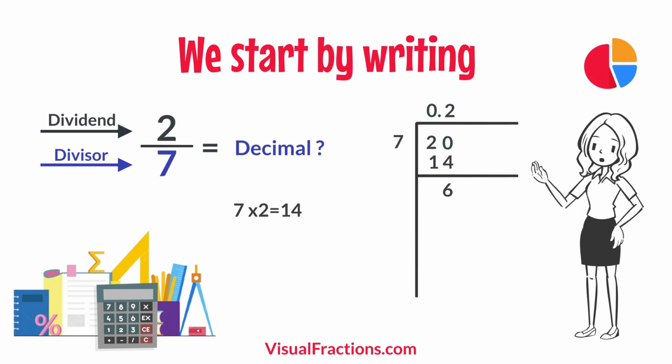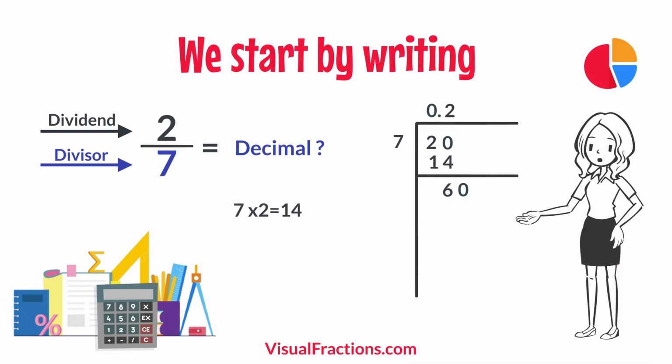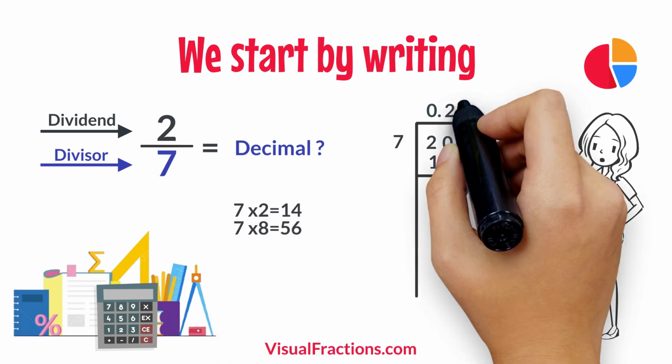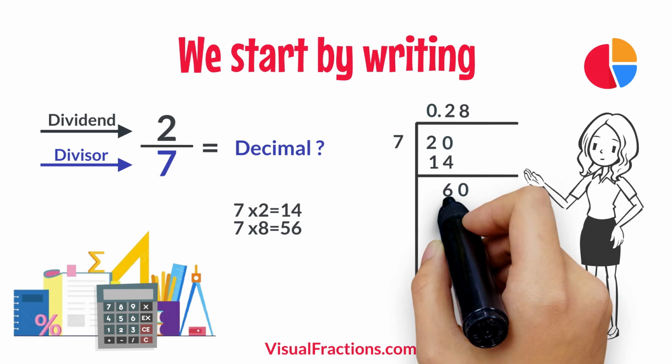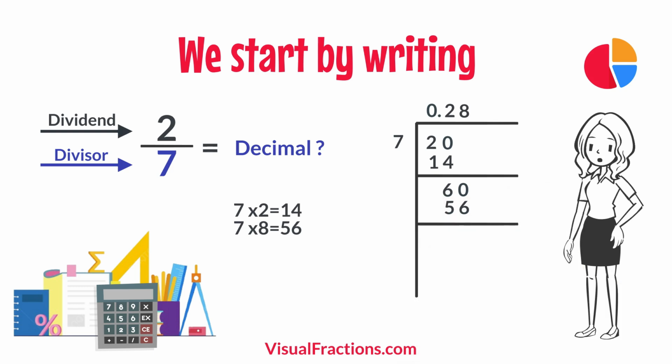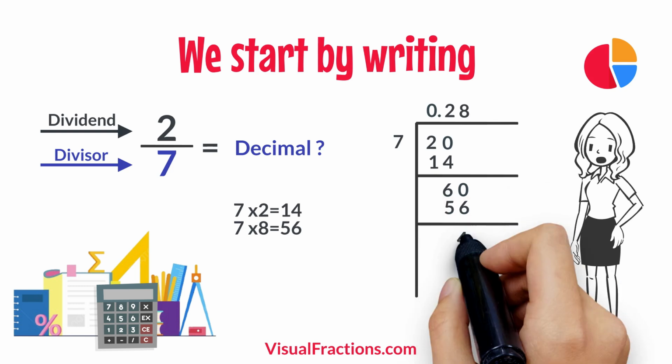Next, we add another 0 to the remainder, making it 60. How many times does 7 go into 60? Exactly 8 times. We add 8 to our quotient, giving us 0.28. Multiplying 8 by 7 gives us 56. When we subtract 56 from 60, we get a remainder of 4.